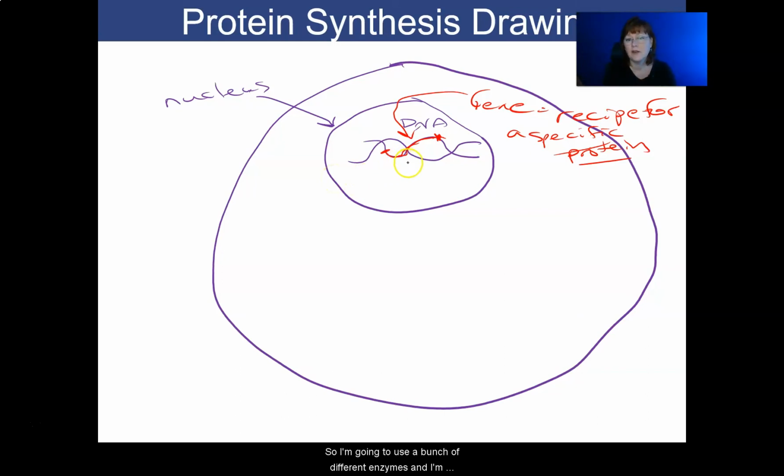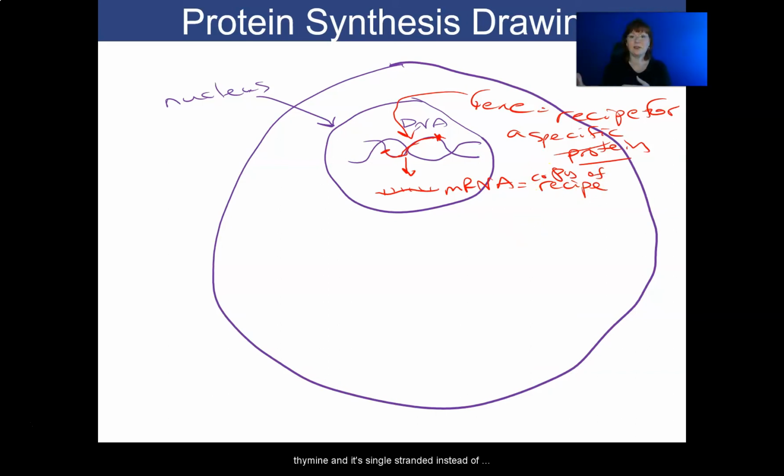So I'm going to use a bunch of different enzymes, and I'm going to copy that into a single strand of mRNA. So this is my recipe. Well, it's a copy of my recipe. Because it's a photocopy, it doesn't look exactly the same. RNA has uracil instead of thymine, and it's single-stranded instead of double-stranded. So it looks a little bit different, but it has the same information.